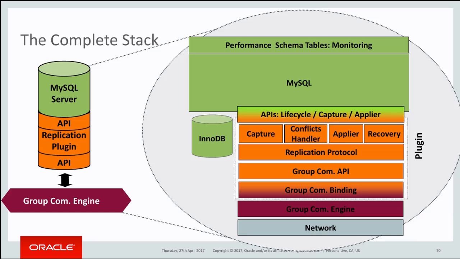Below that, we have our replication protocol. Then we have the group communication protocol component: group communication API, the binding, the engine, and then the network. And these three components are what allows us to replace Corosync very easily. And then, of course, we have the storage engine, which is InnoDB.